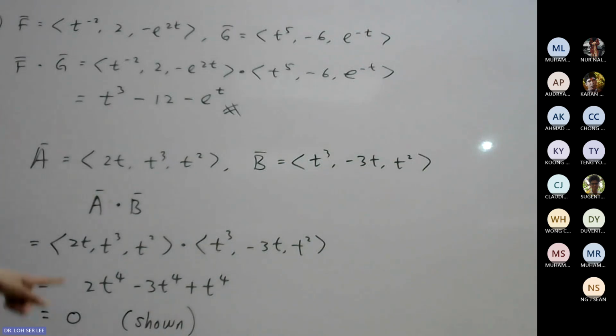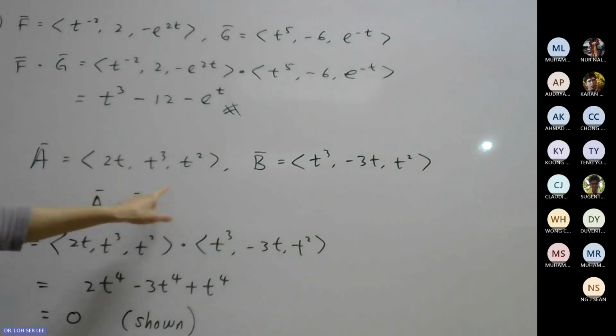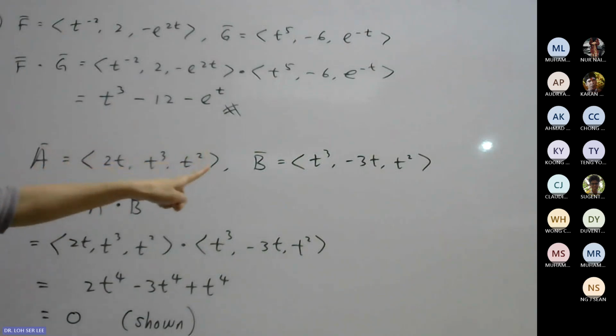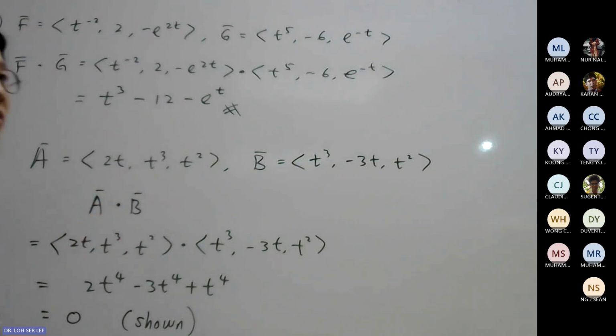When we want to show, it means that you have to work until you get 0. If you start from equals 0 just now, that means we have already confirmed that A dot B is 0. But now you are asked to show that A and B are orthogonal, which means A dot B equals 0. This is how we show. Unless you are given that A and B are orthogonal, to find an unknown in the vector, then you have to start with A dot B equals 0. Because that is given. Given means they are confirmed orthogonal.